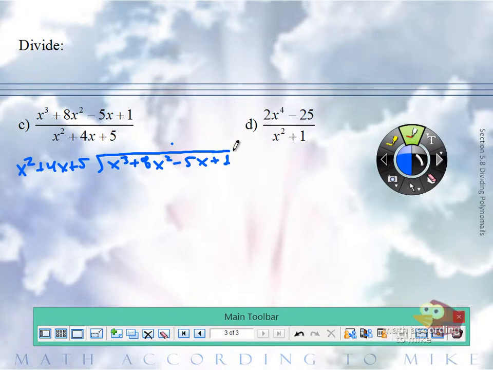What goes up top? X. Multiply. So x times x squared is x cubed. You're a step ahead, that's okay. X times 4x, positive 4x squared. And x times 5, 5x.